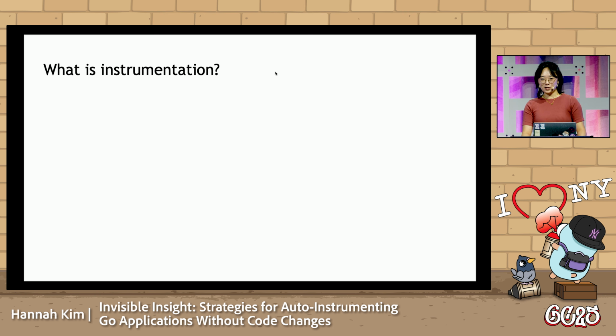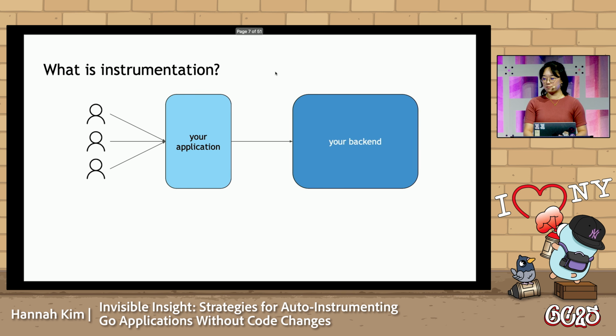Before we jump into what auto-instrumentation is, I need to first tell you all about what instrumentation is. So to do this, I just want to have you all imagine a website, an application, anything like that. And naturally, when you have something like this, you're going to have users interacting with it, and you're probably going to have some kind of backend, be it a database, some API, whatever. And when you have something like this, you're going to start asking questions.